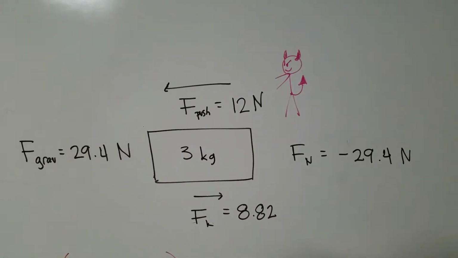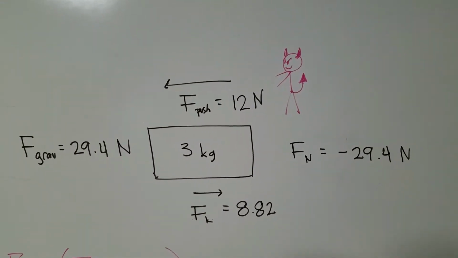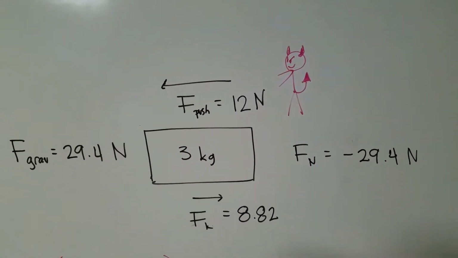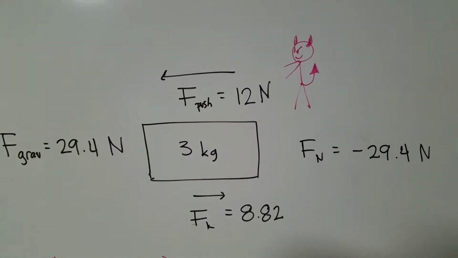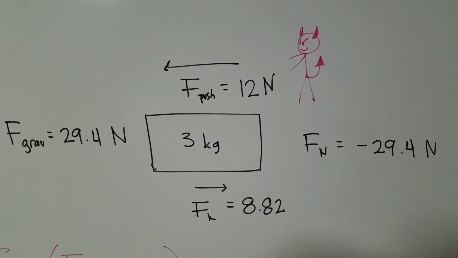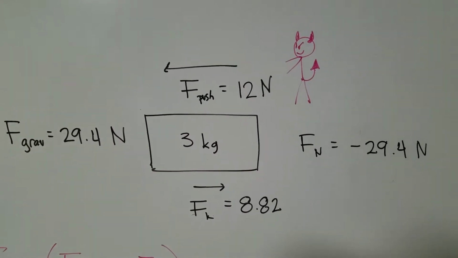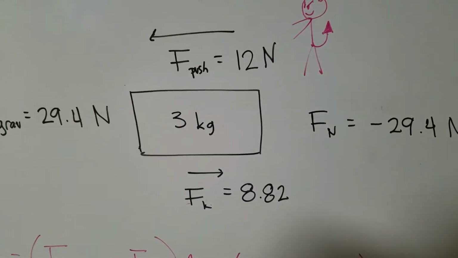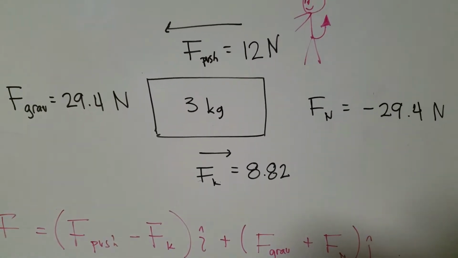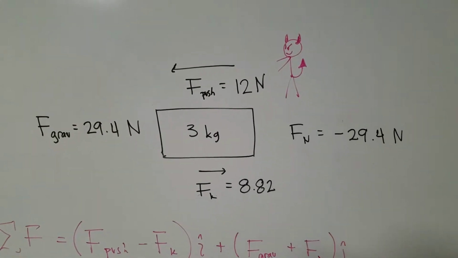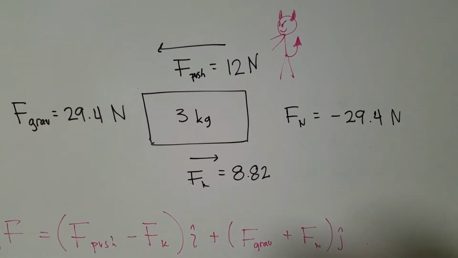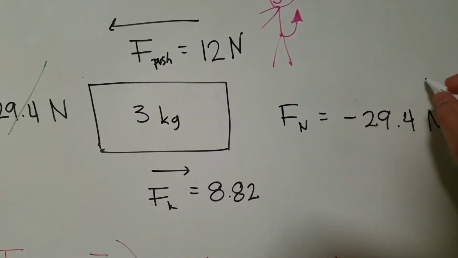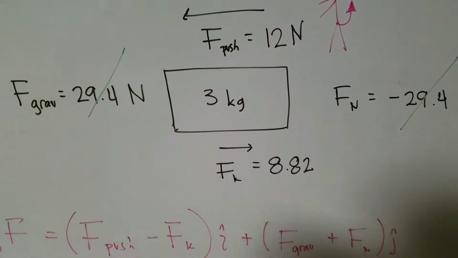Okay, so I've redrawn our diagram here with the block, and we're going to say that this agent here, this little red guy, he imposed a push force of 12 newtons upon the 3 kilogram block. And we calculated in the previous step that the force of friction is this 8.82 in the opposite direction of the push force. We also discussed that since gravity and the normal force are equal and opposite, they cancel each other out because they're both in the vertical direction. They're just opposite of each other.